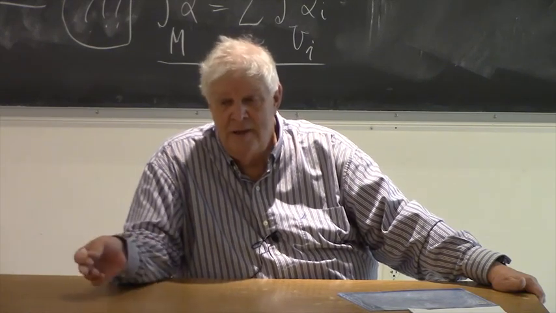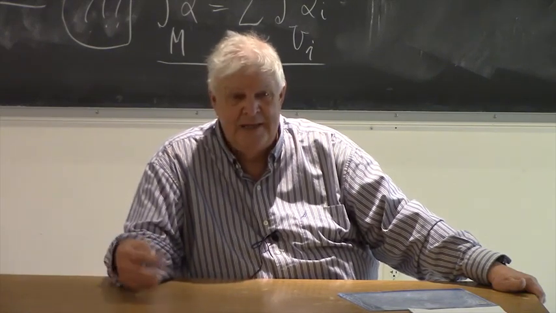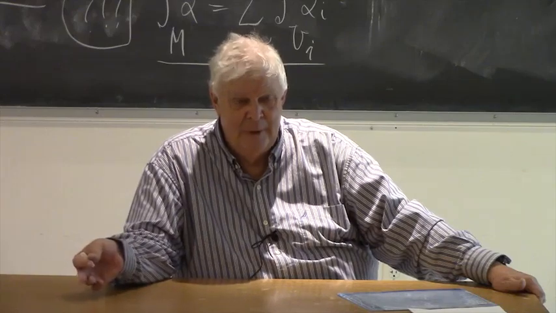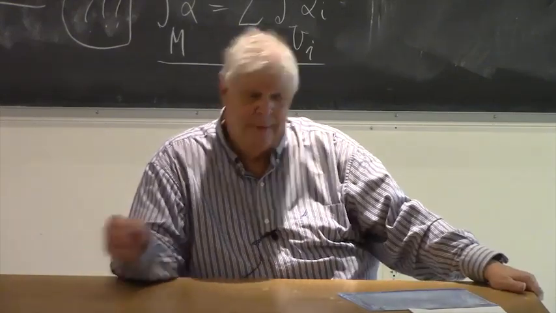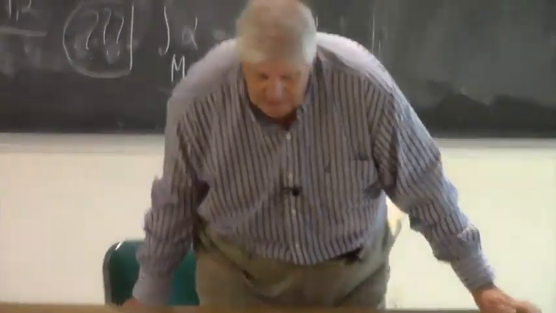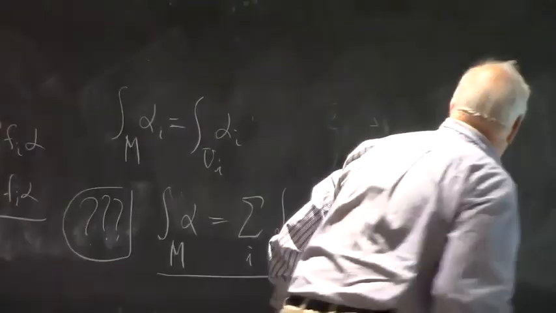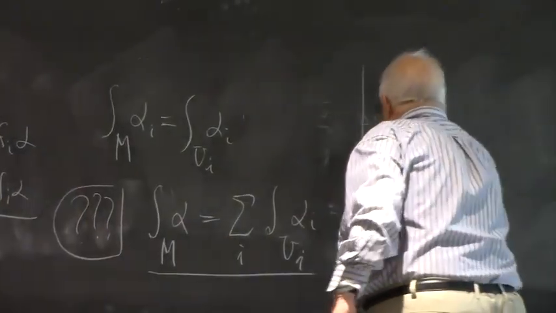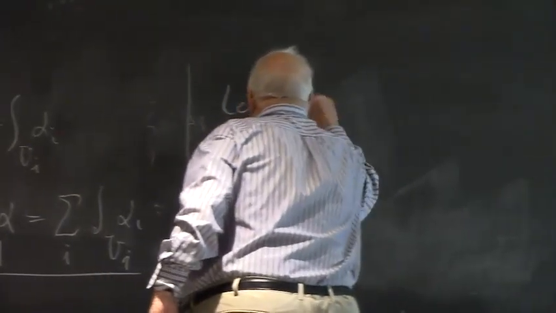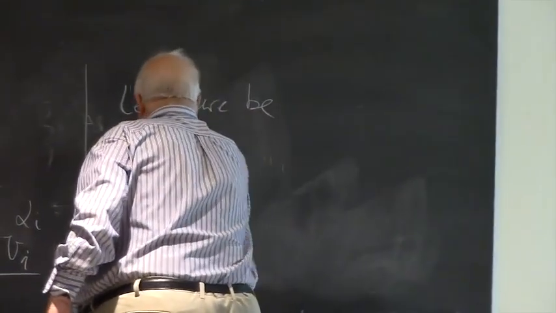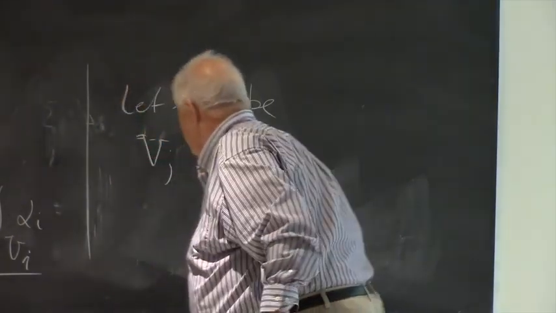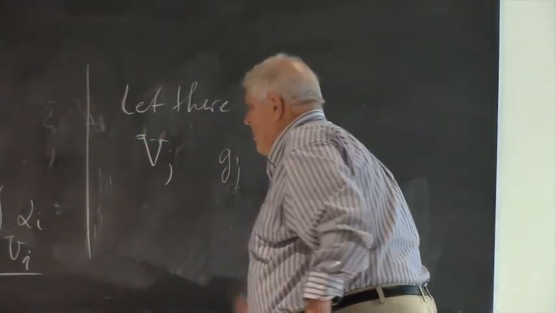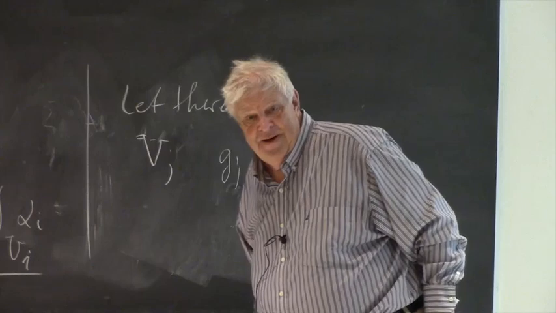As usual, when we want to prove that something doesn't depend on something, we say, suppose that we're given another atlas and another partition of unity. Very well. So suppose that we are given Vj and Gj with the same properties as there.